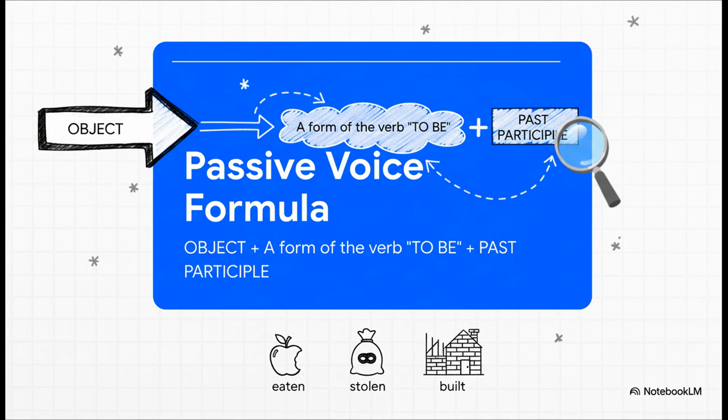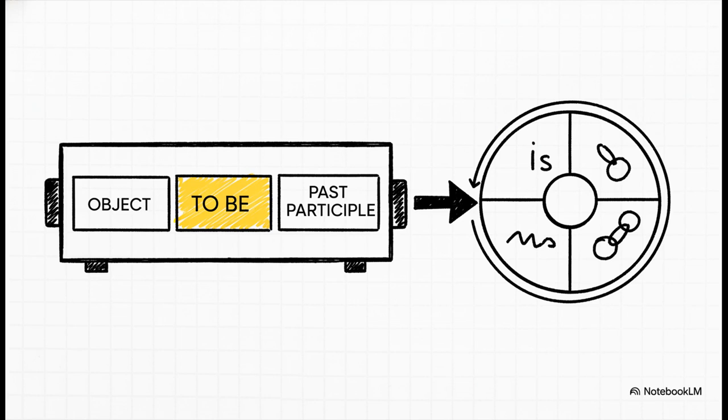You just take the object, the thing the action happens to, and you move it to the front. Then you add the right form of the verb to be and follow it with the past participle. That's just that third form of a verb, like eaten, stolen, or built. Now, what makes this little formula so incredibly cool is how consistent it is.